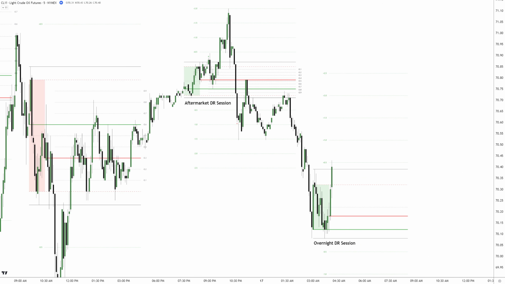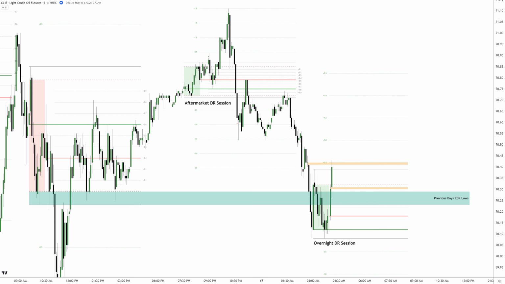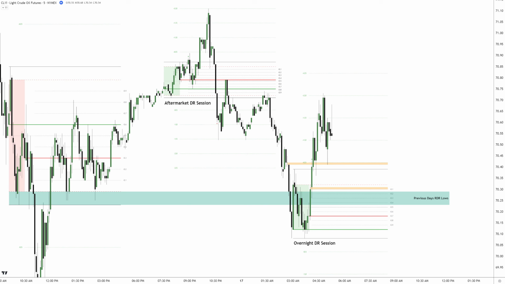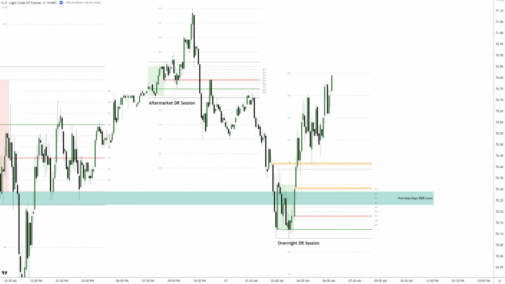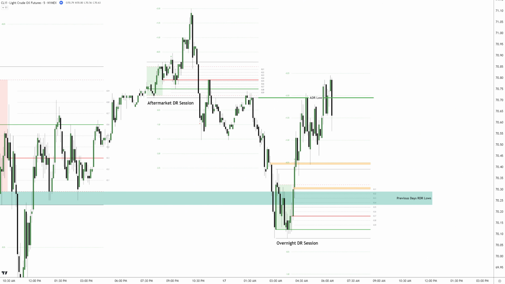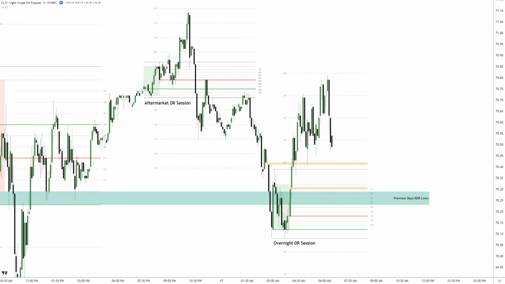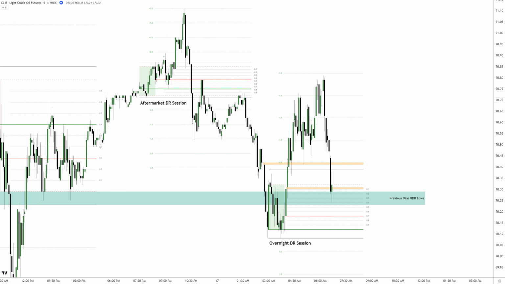Inside the defining range, we have one open magnetic volume imbalance, while another one has just been rebalanced. Also, the previous day's RDR lows align with the current defining range, providing extra confluence. Now that we're ready, we wait for a retracement back into the DR. Price pushes higher, reaching the ADR lows and ADR mid with its extension before finally retracing back into the defining range and into our critical levels.